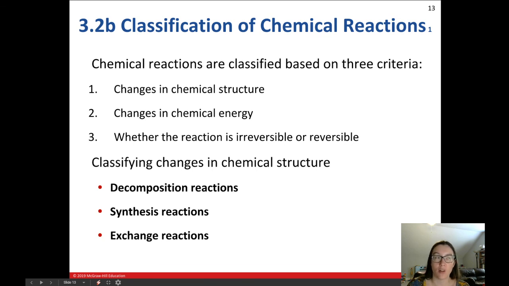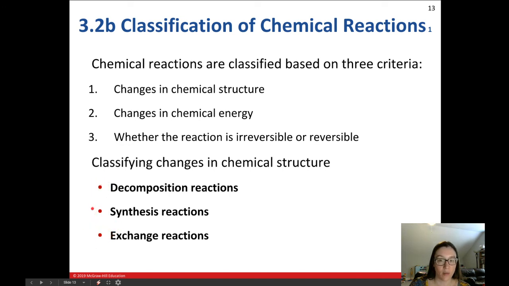We can classify chemical reactions based on 3 different criteria. So we can look at the change in chemical structure, we can look at the change in chemical energy, and we can see if the reaction is reversible or not. So we'll first start looking at chemical structure. And we've got 3 different types. We have decomposition reactions, synthesis reactions, and exchange reactions.